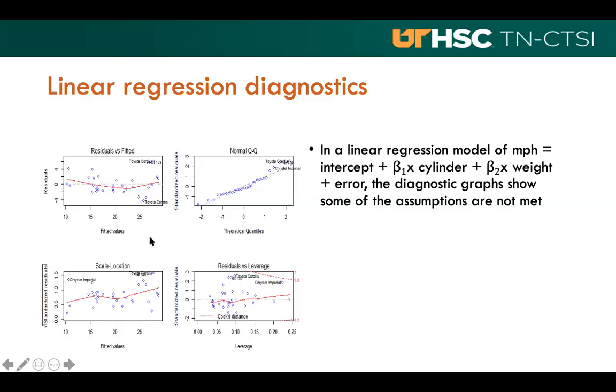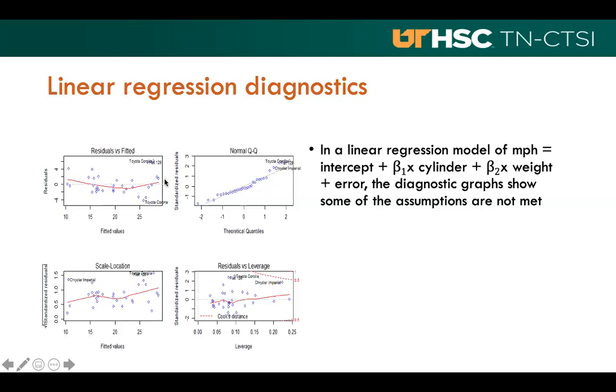So this is a figure from another output. In this figure, I fed a model the miles per gallon for cars predicted by the number of cylinders and the weight of the car. And it looks like the assumptions of linear regression are violated. In the first plot, we have a curvature in the fitted or predicted versus residual plots.